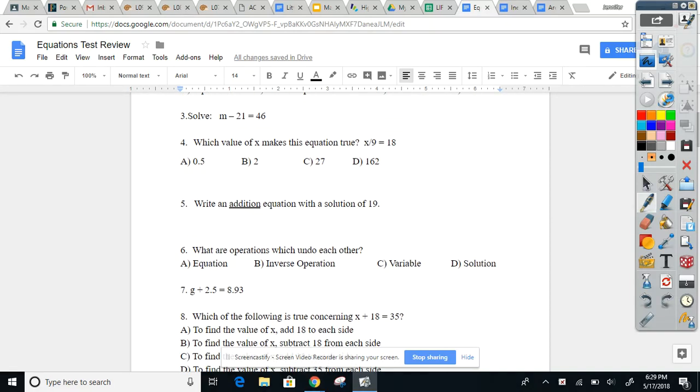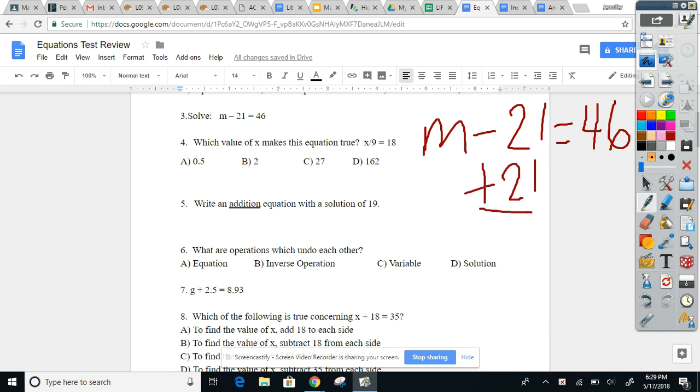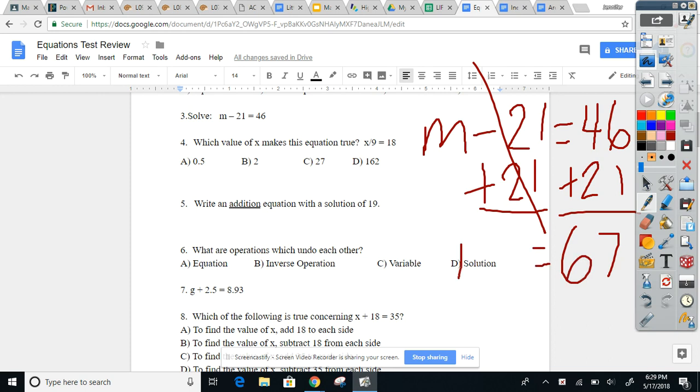It says solve. We have m minus 21 equals 46. Remember, when we're solving for a variable, we need to do the inverse operation. Okay, so we have a subtraction sign. The inverse of subtracting is adding. So negative 21 plus 21 gives me 0. So it'll cancel out. What I do on the left side, I have to do on the right side. So now it's going to be 46 plus 21: 6 plus 1 is 7, 4 plus 2 is 6, equals m. So now you've just solved for the variable.